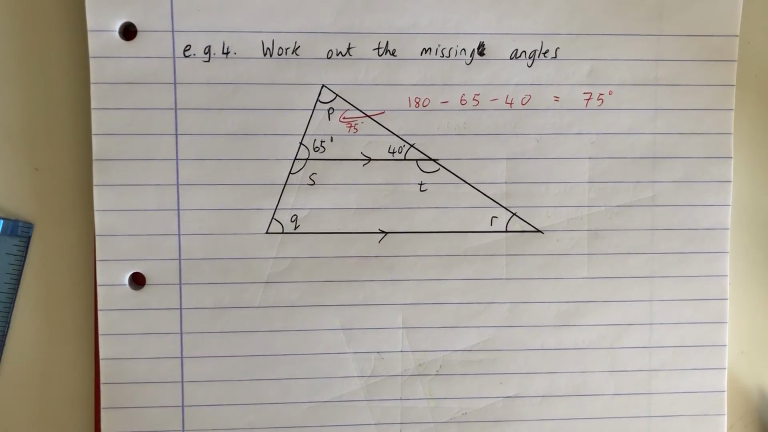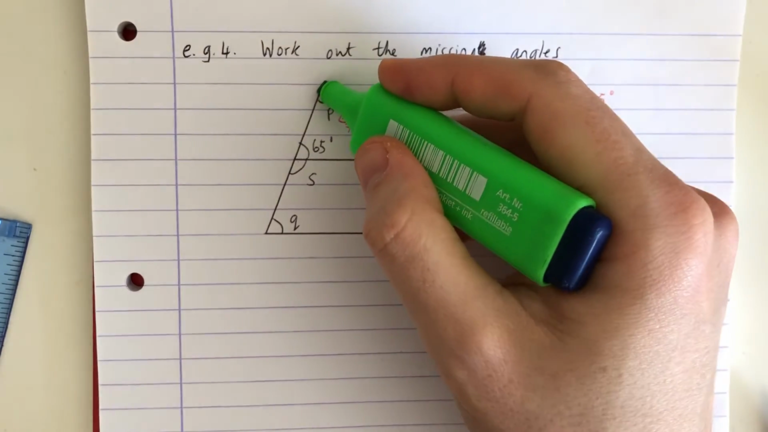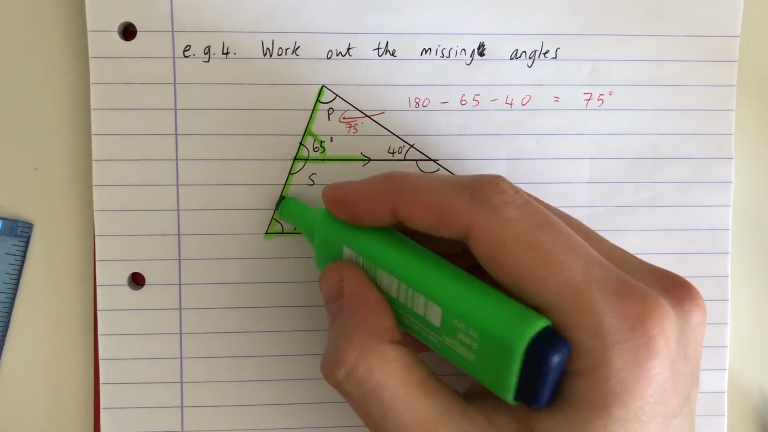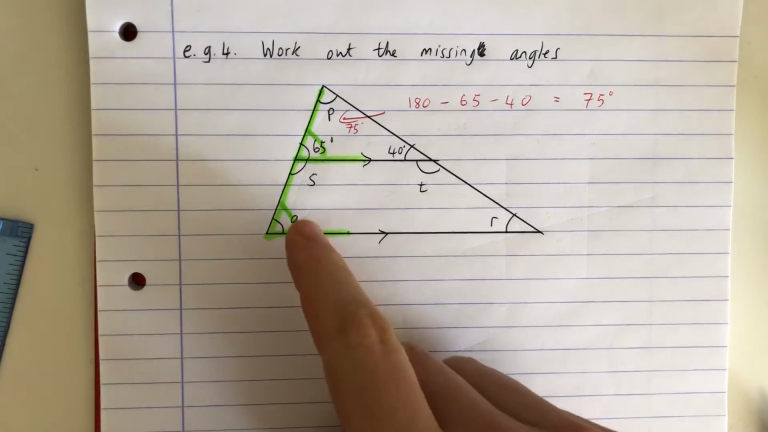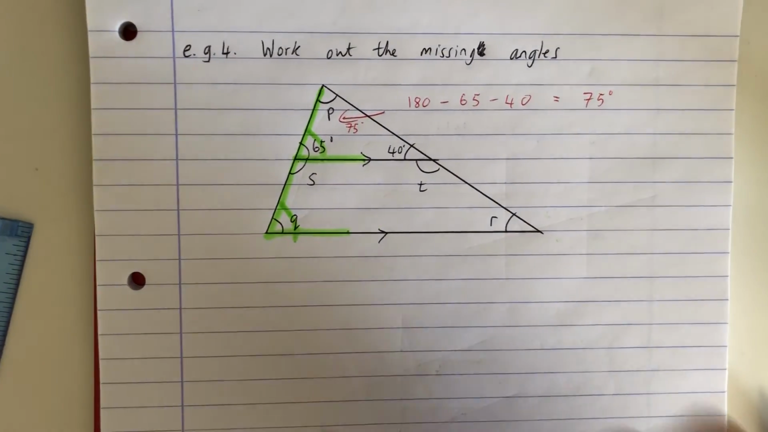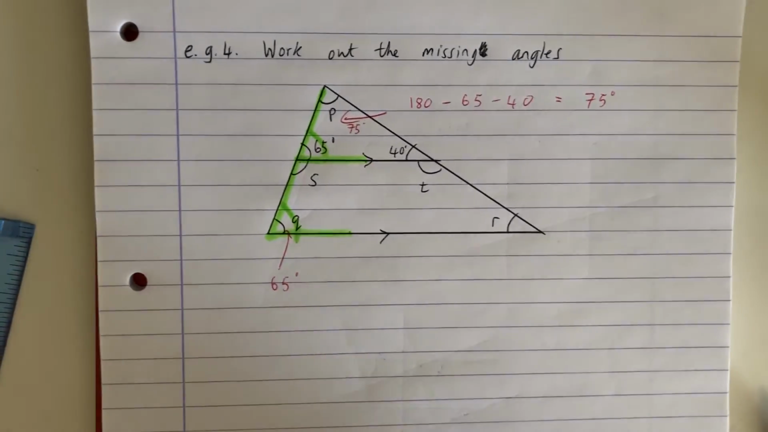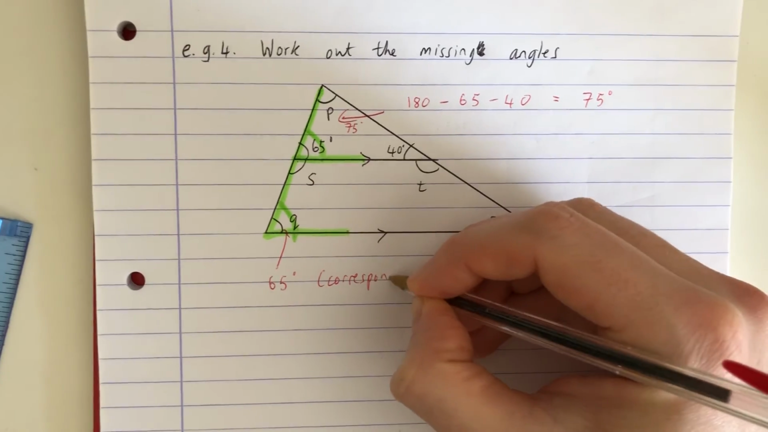Think about how you would do this. Well, this is an F angle. If I go there, there we go. We've got 65 degrees, 65 degrees. Q would have to be 65 degrees, and this time corresponding angles.